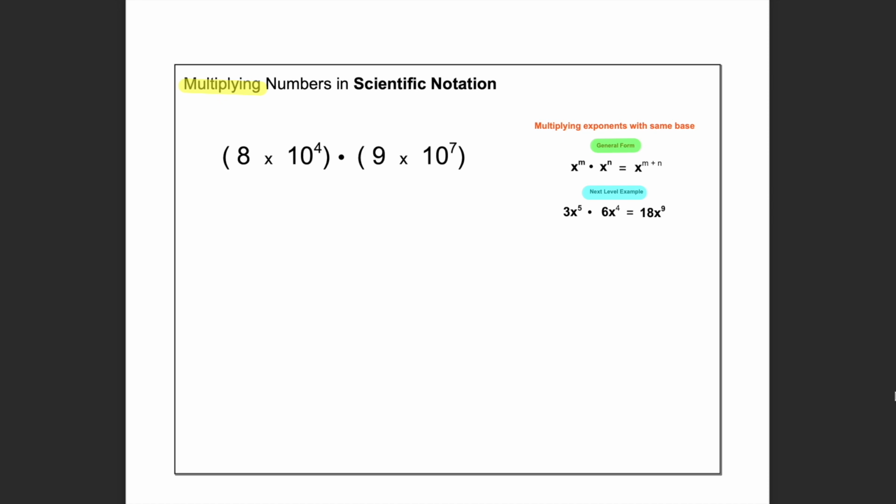We multiply the coefficients. 8 times 9 is 72. And 10 to the 4th times 10 to the 7th, it's going to be times 10 to the 7 plus 4 is 11. So again, you add the exponents. But is 72 between 1 and 10? No. So again, we need to take the decimal point and we move it 1 to the left. So that's going to give us 7.2 times 10 to the 12th.